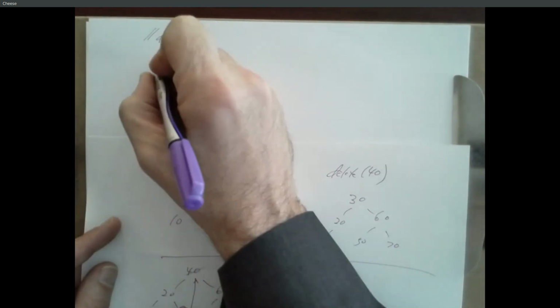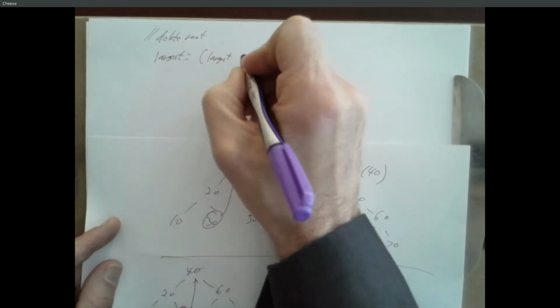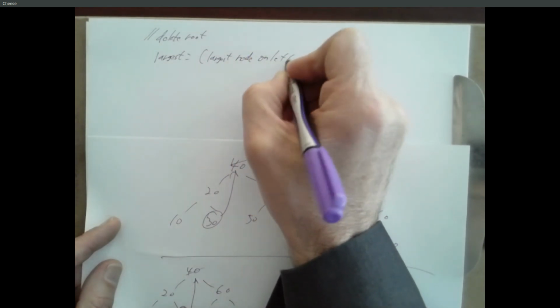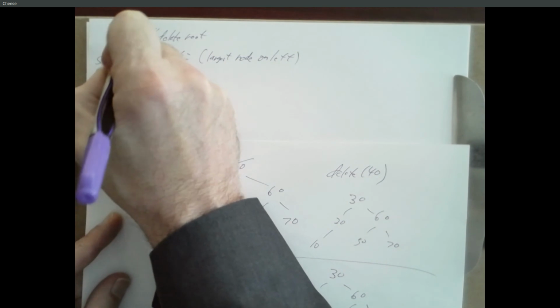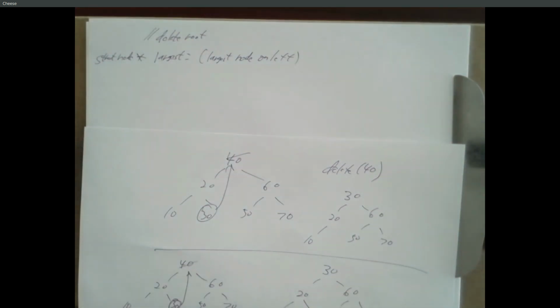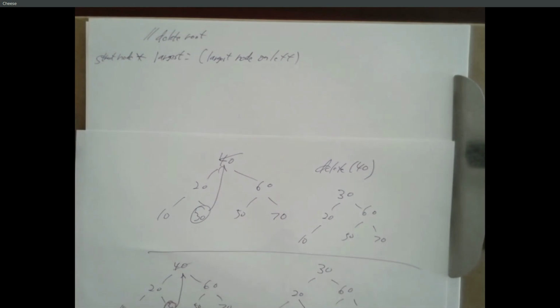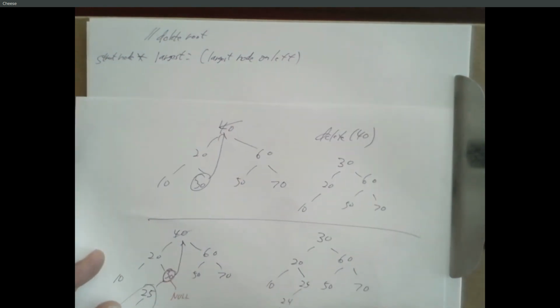Okay, so let's write down these steps. So delete the root. We're going to have a struct node star. I'm just going to call it largest. We're going to set that equal to the largest node on the left. We can do that by just traveling down and going as far to the right as possible. So assume we've got some way to set largest, a struct node star, equal to the largest node on the left.